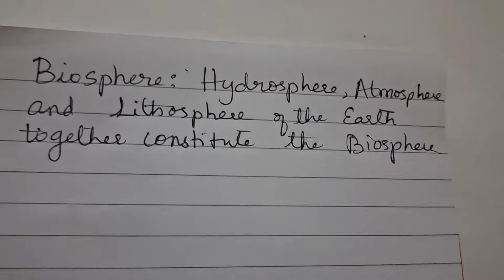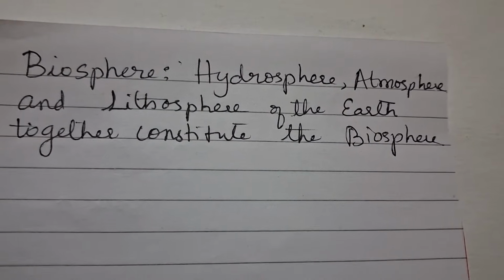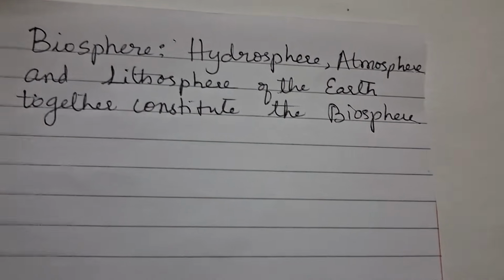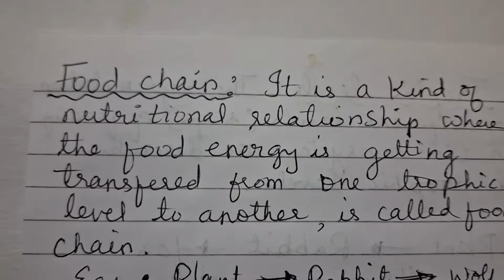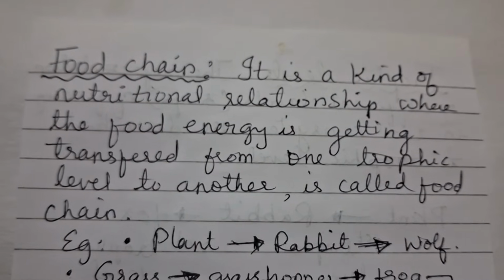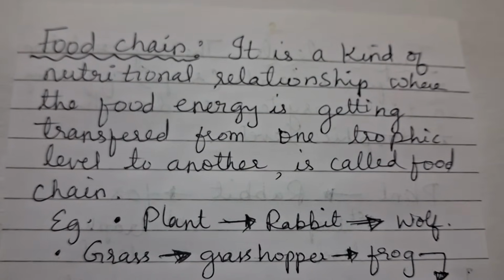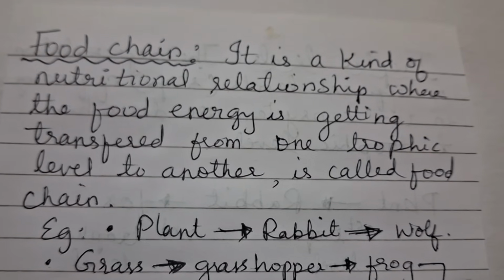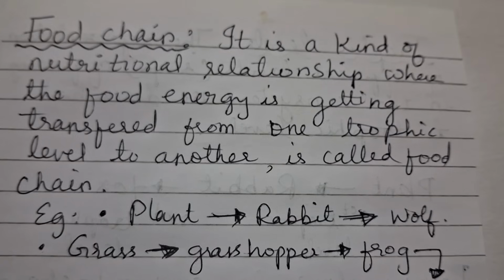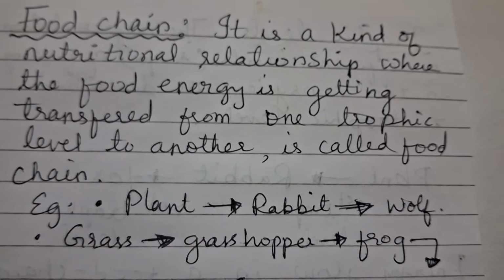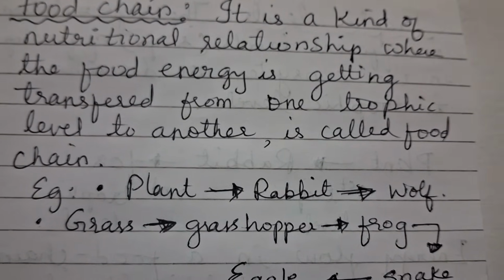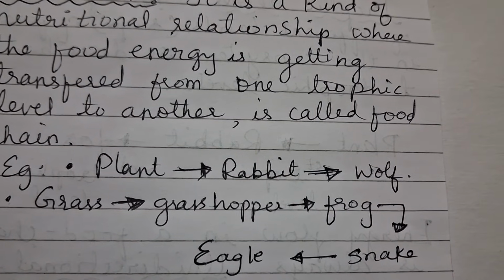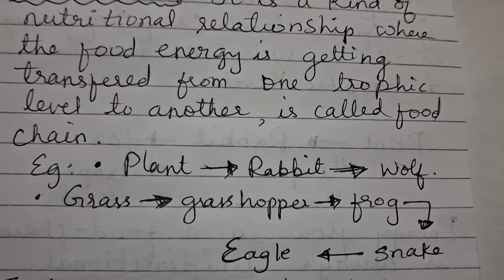Now what is biosphere? Hydrosphere, that is water, atmosphere, air, and the lithosphere, that is the soil of the earth, together constitute the biosphere. What is food chain? It is a kind of nutritional relationship where the food energy is transferred from one trophic level to another. So first one is plant is eaten by rabbit, and that rabbit is eaten by wolf. The second example is grass is eaten by grasshopper, the grasshopper is eaten by frog, frog is eaten by snake, and the snake is eaten by eagle.